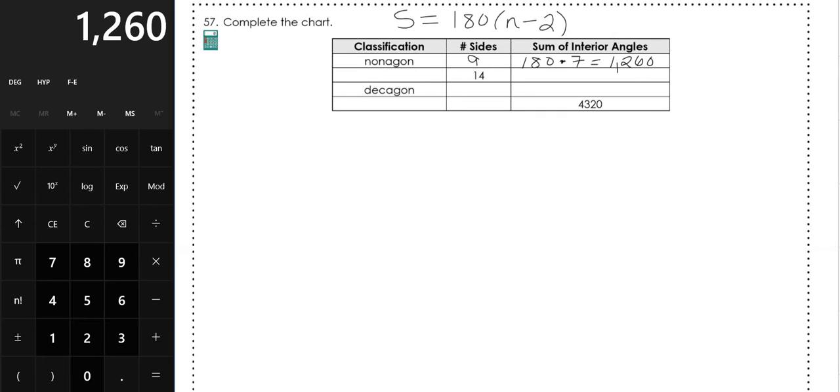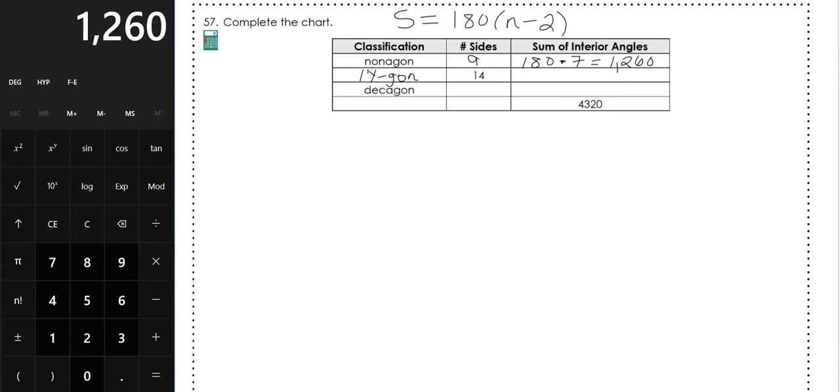1,260. The next one, 14 sides. Now, there is a fancy name for it, but I don't really use it. Instead, I call it a 14gon. Any number of sides above 12, I usually call it by the number of sides, then a dash, and then the word gon, or the little piece of a word, gon. So 14 dash gon.